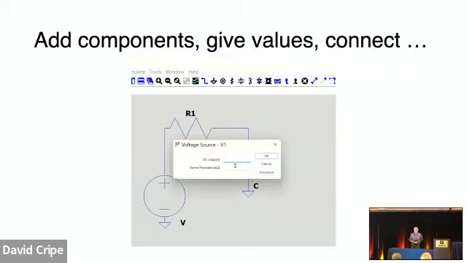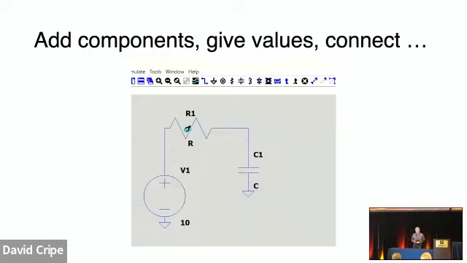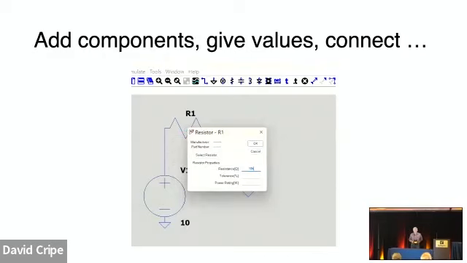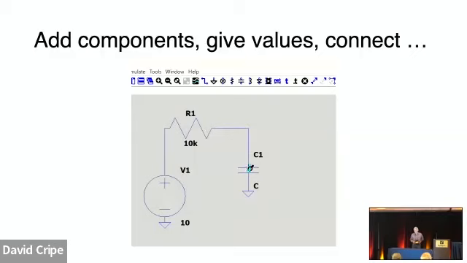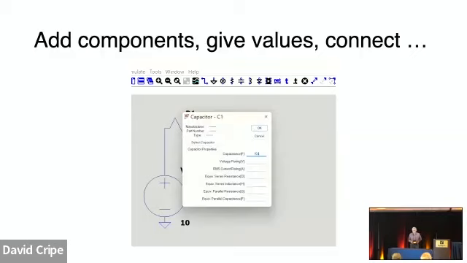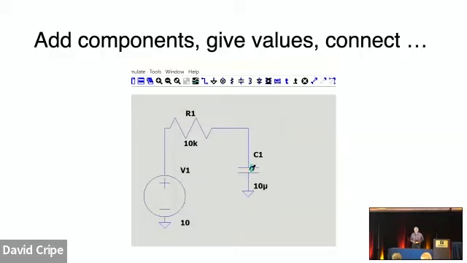Now to give values, I right-click on the body of the component. I put 10 volts in there. A 10K for the resistor, and then 10U, and LTspice understands that means micro, and so it puts the right symbol in there. This was just to demonstrate placing components. We're not going to do an analysis on this particular simple circuit.